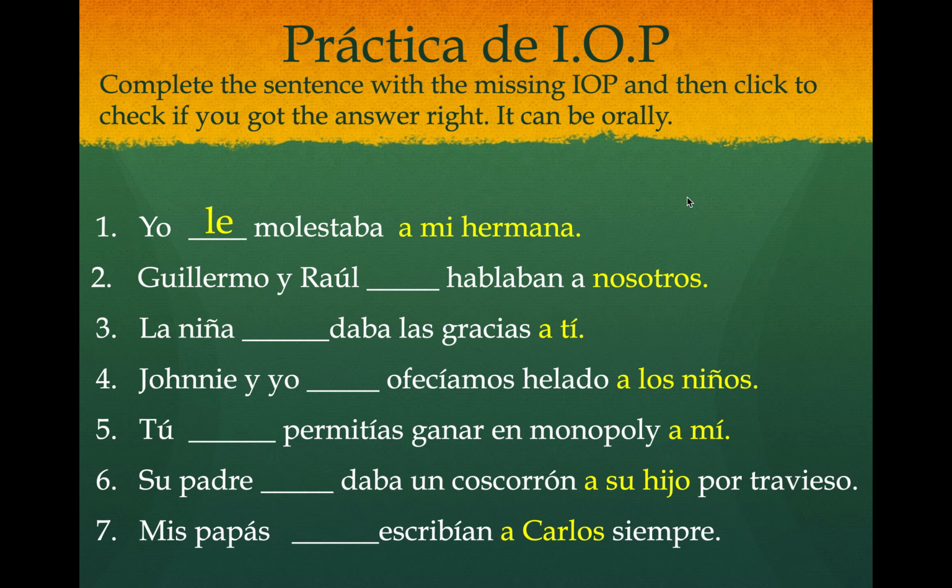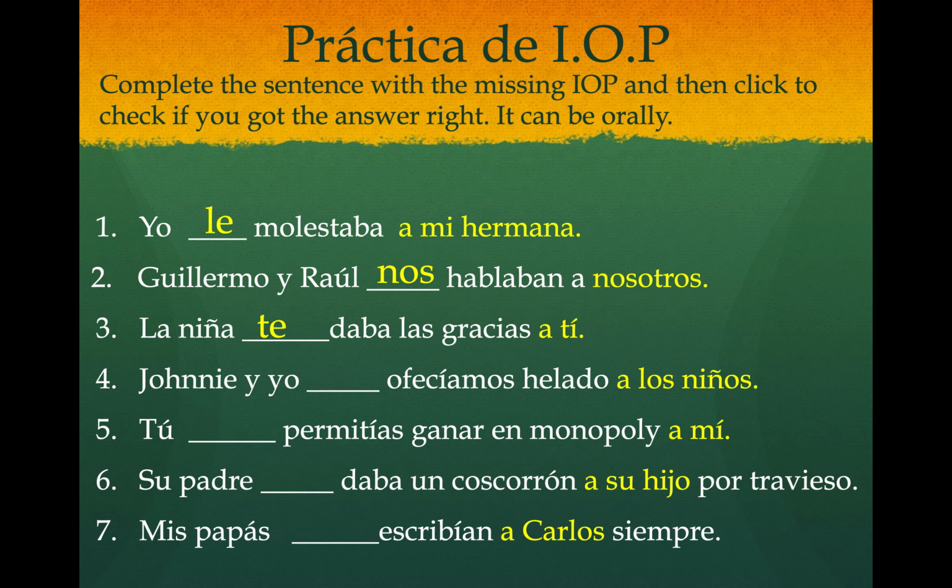Número 2. Guillermo y Raúl nos hablaban a nosotros. It says a nosotros, that's why it's nos. Número 3. La niña, and if you find the letter A, says a ti, then you're going to use the IOP te. La niña te daba las gracias a ti.